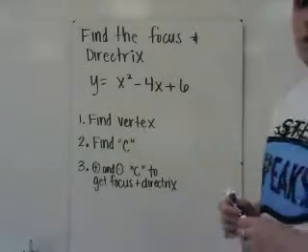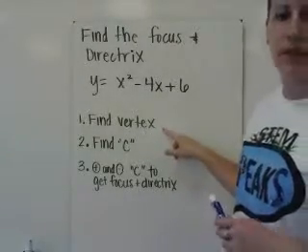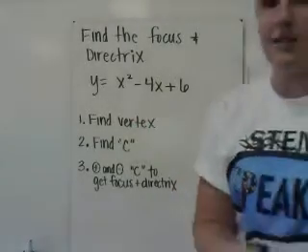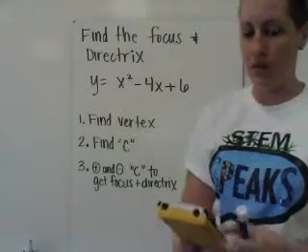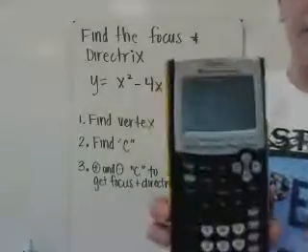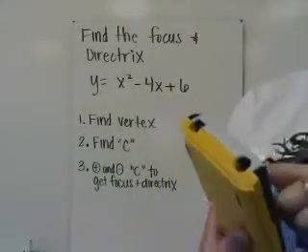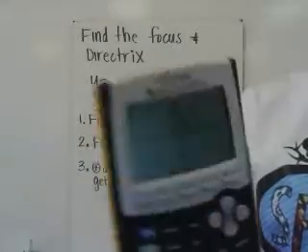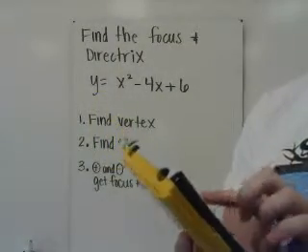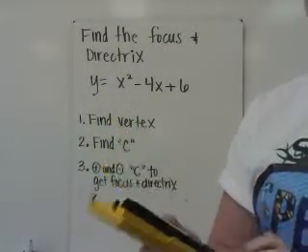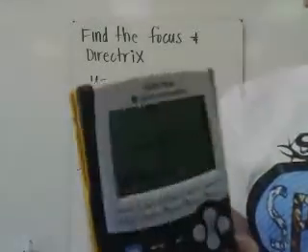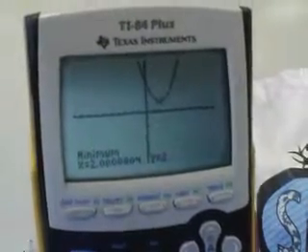All right, so let's find the focus and directrix. The first thing I want to do is find the vertex, because I know that my focus and my directrix are equidistant from the vertex, so I pretty much need to know what the vertex is first. So I'm going to type it into my calculator, and I'm going to graph it. All right, so if you notice, this parabola is concave up, so our vertex is a minimum. I'm going to hit second trace, minimum, left bound, right bound. All right, and my minimum is (2, 2).